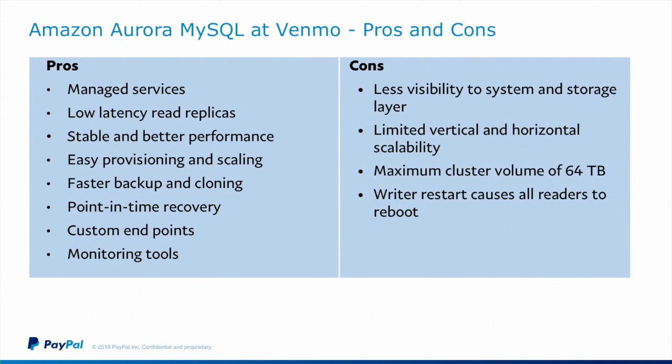Some of the cons: while it is a managed service, it's difficult to know what's going on in the backend system and storage layer. The cluster can have up to 15 read replicas, and the cluster volume only goes up to 64 terabytes. Also, when we restart the primary instance in the Aurora cluster, it causes all the readers in the cluster to reboot as well, and that will have a brief interruption of the read and write operations. So that's something that has to be carefully planned, especially when we restart the writer node.